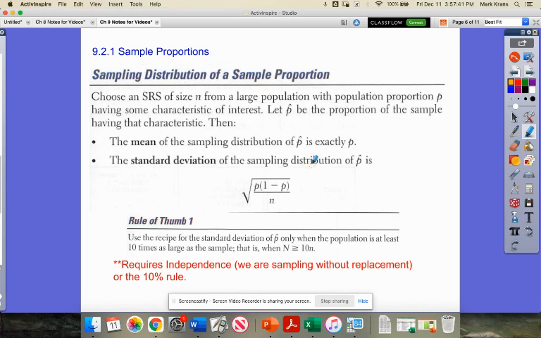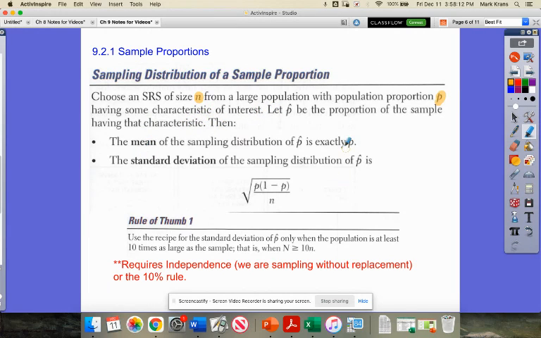All right, if we look at the sampling distribution of a sample proportion, we're taking a fixed sample size from a large population. The population proportion is p, having some characteristic of interest. Let p hat be the proportion of the sample. The characteristic of interest might be blue eyes, left-handed, anything like that. Then p hat is the proportion that match that characteristic of interest.